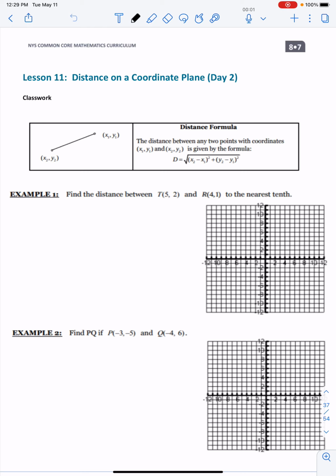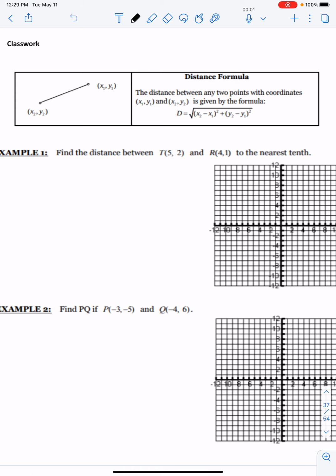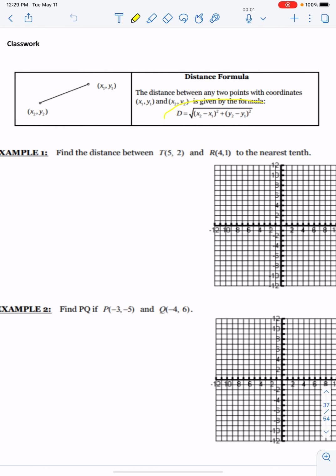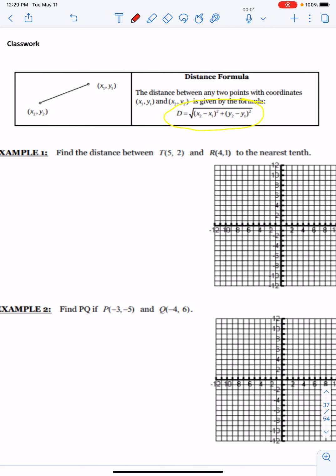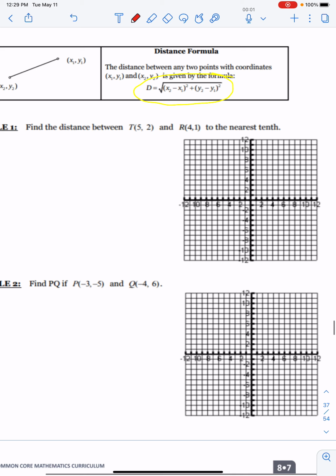This is lesson 11, distance on a coordinate plane, day 2. We are going to find the distance between some points on the coordinate plane. If you remember our distance formula from yesterday, here it is, just so that we have it right here. Okay, so now what we're going to do is plot some points on the coordinate plane and find the distance between the two.